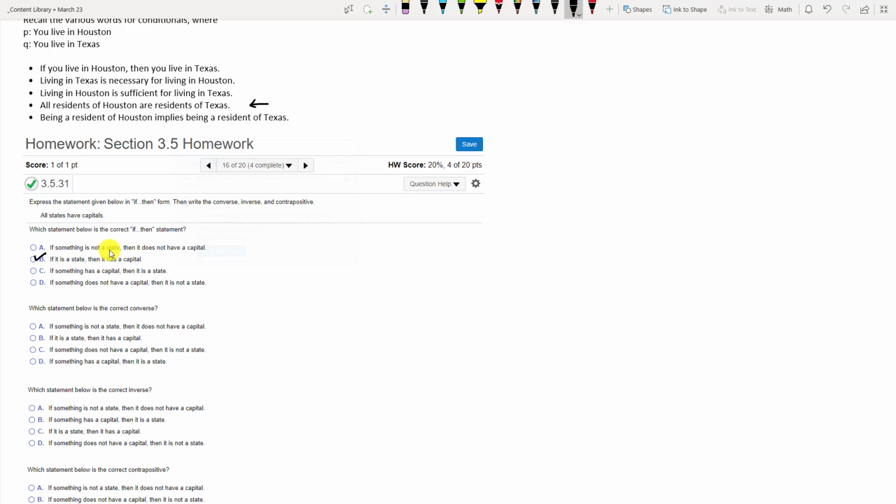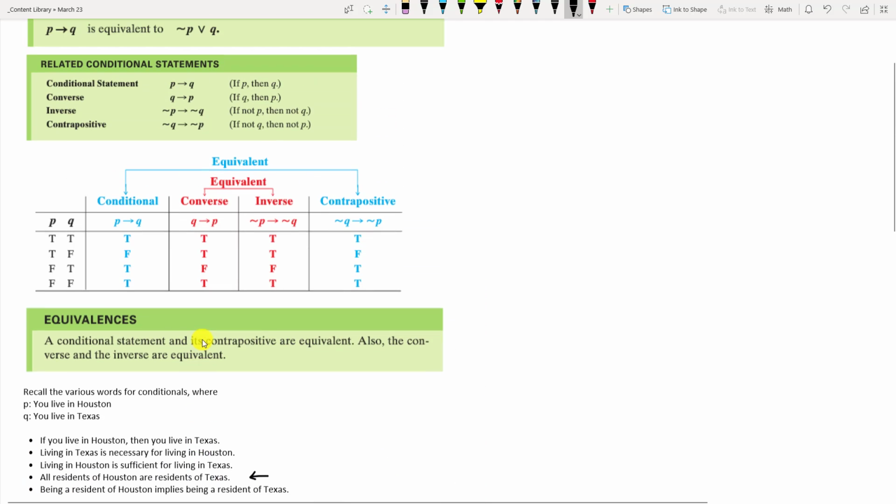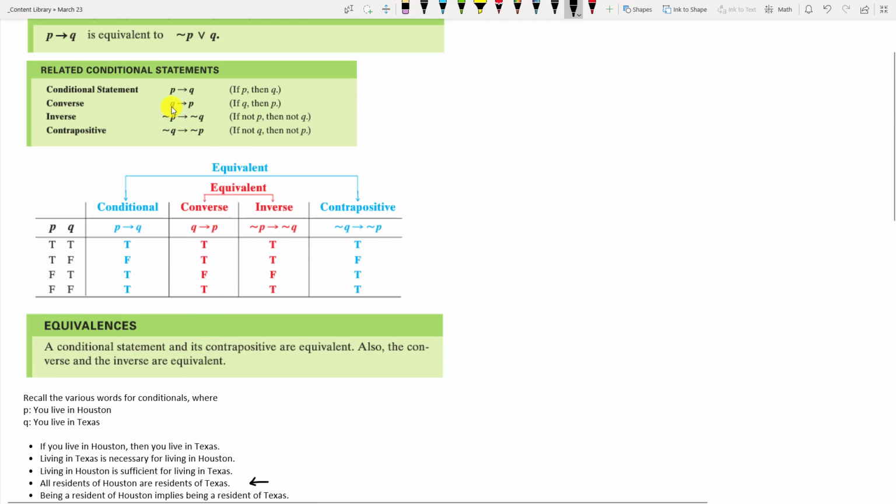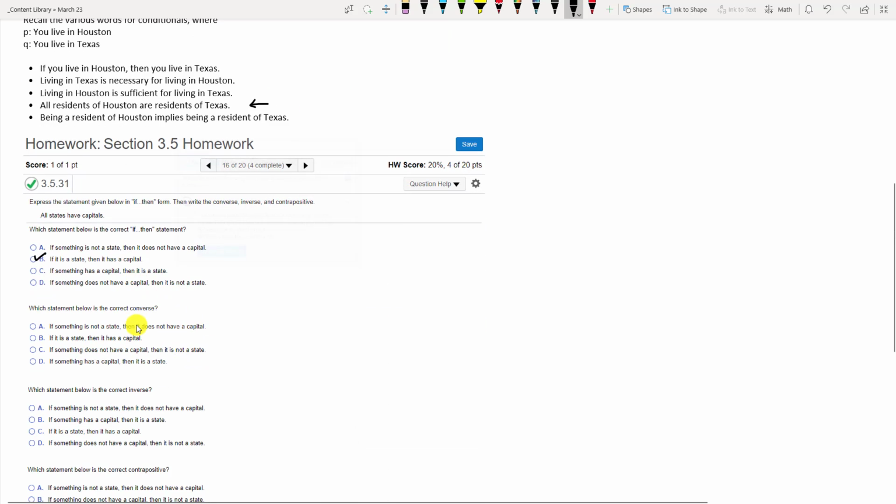We've not altered it in any way other than to realize the wording gives an alternate interpretation. Now we're going to actually alter the statement. Which statement below is the correct converse? Recall that the converse reverses the order of the argument to say if Q, then P. Instead of saying if it is a state, then it has a capital, we bring the capital part forward: if something has a capital, then it is a state. That would be the correct converse.